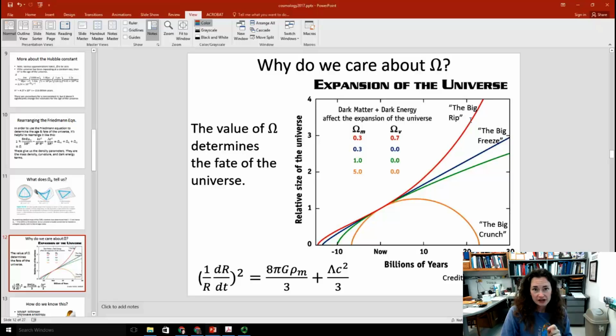Finally is the Big Rip, okay? This is really scary but kind of exciting. In the Big Rip, you have an accelerating universe, okay?